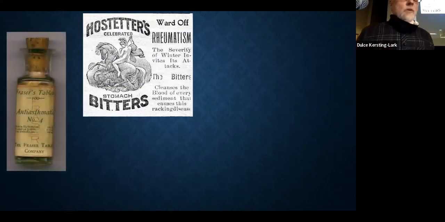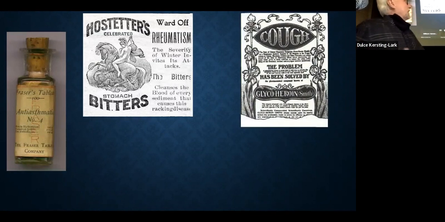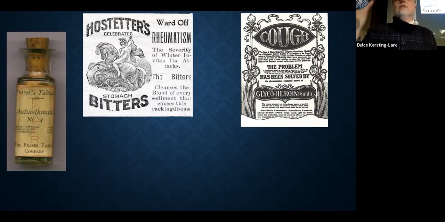These are Fraser's antihistamine heroin tablets. Have a little trouble breathing? Pop some heroin pills, fix you right up, get you going, stops your cough. This is Smith Brothers glycoheroin cough drops. Smith Brothers is a cough drop brand that's still around, but these were made with heroin. So if you suck on a little heroin cough drop, your cough goes away. Like I said, it deadens the pain, so you don't feel the irritation.